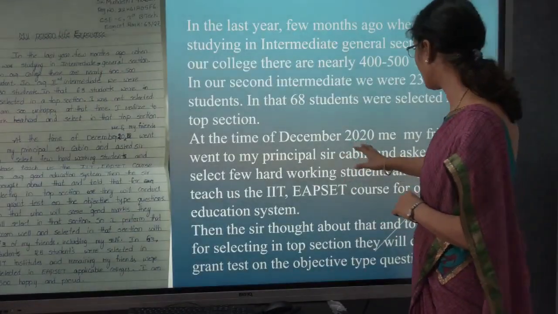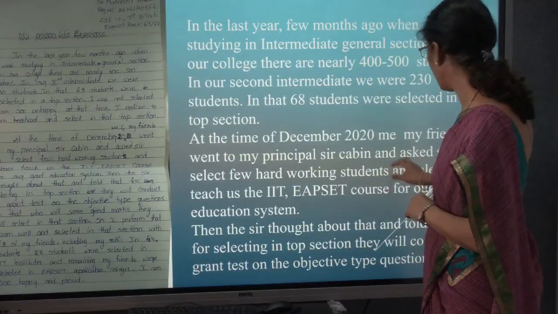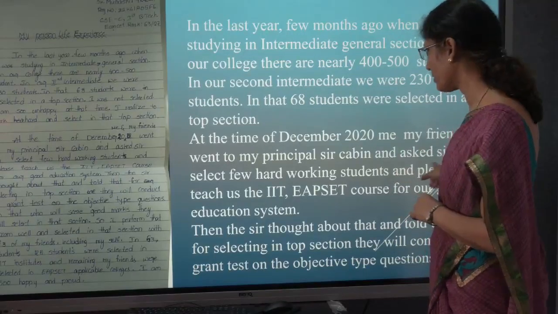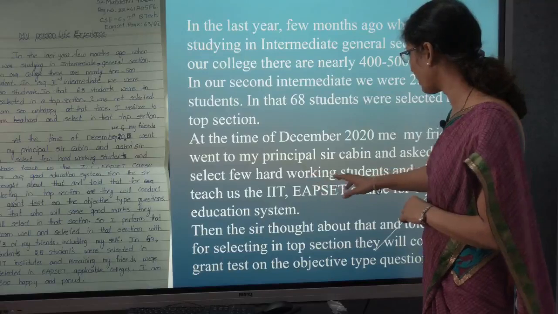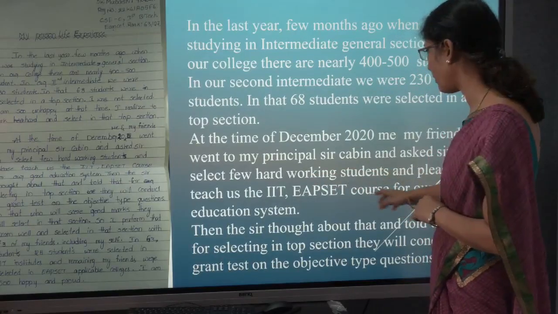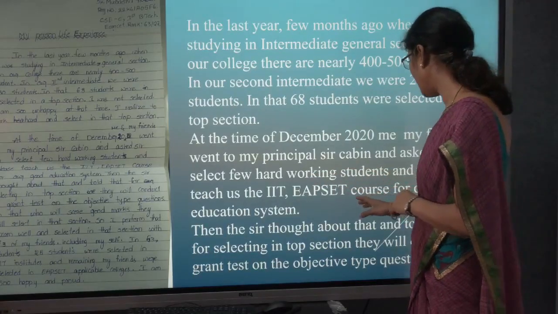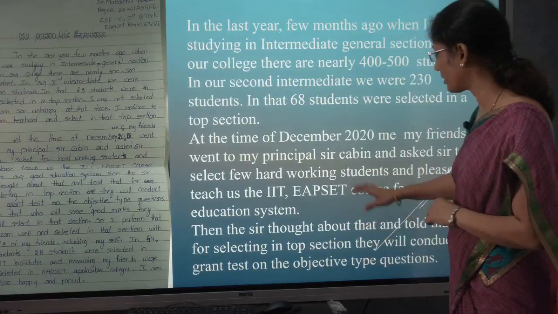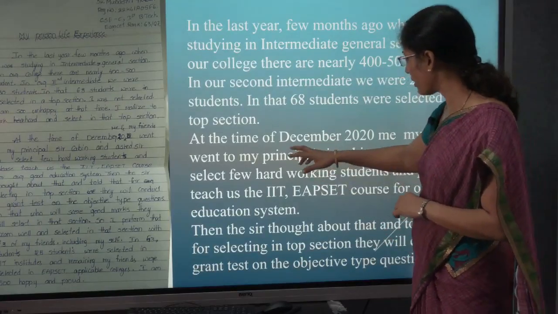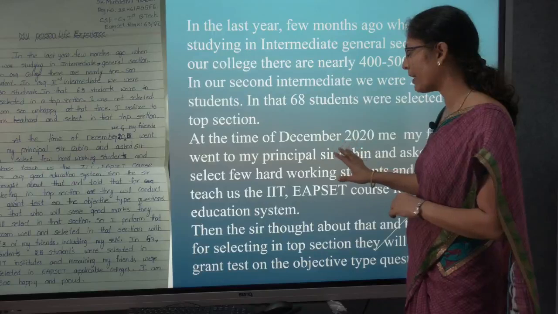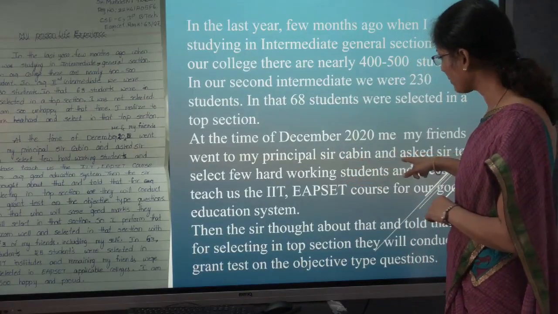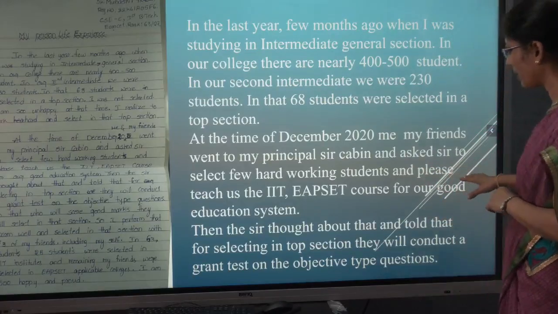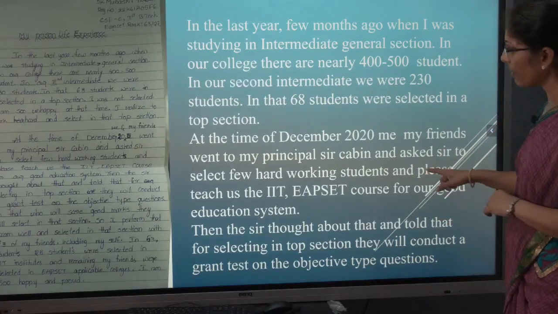At the time of December 2020, my friends went to my principal sir cabin and asked sir to select few hardworking students and please teach us the IIT EPSET course for our good education system. If you see that, in each line you will find a mistake, right? So this is the thing that they are practicing, right?